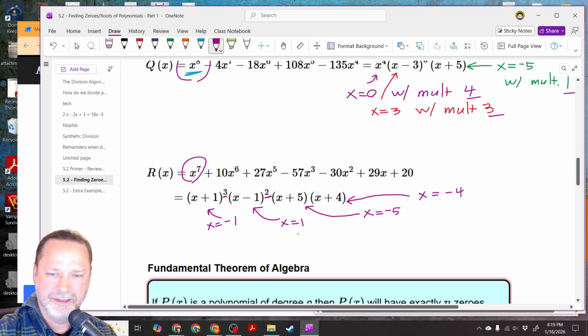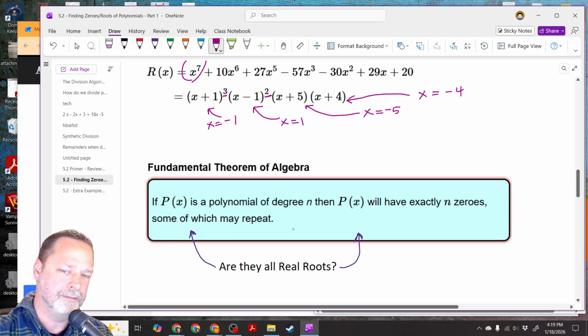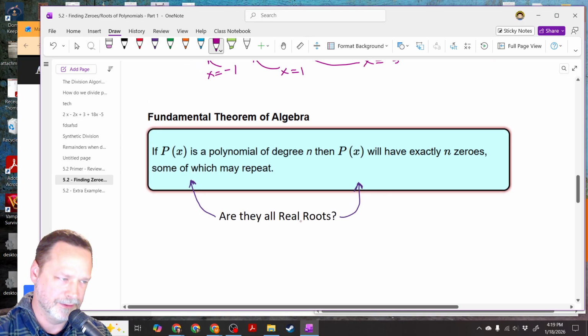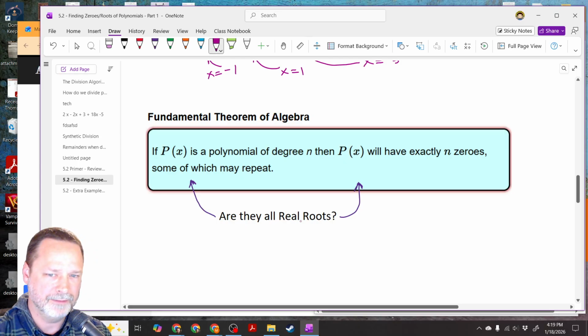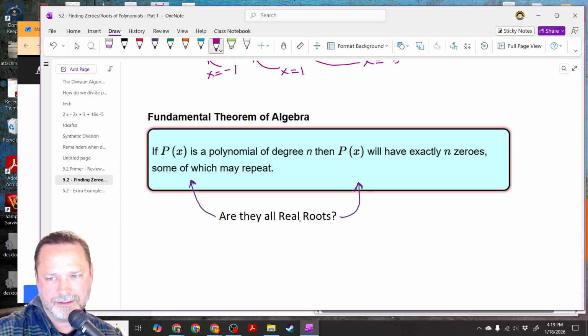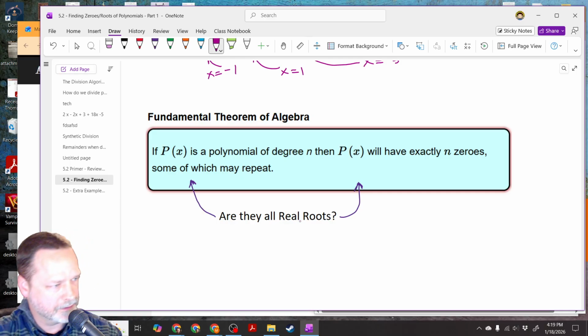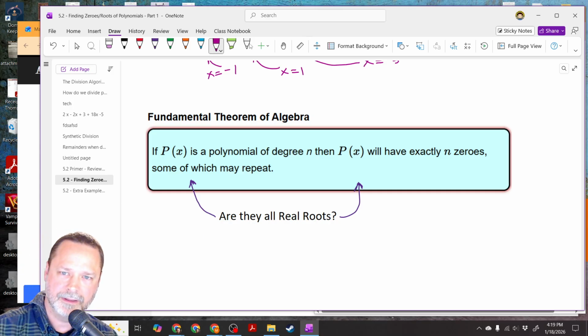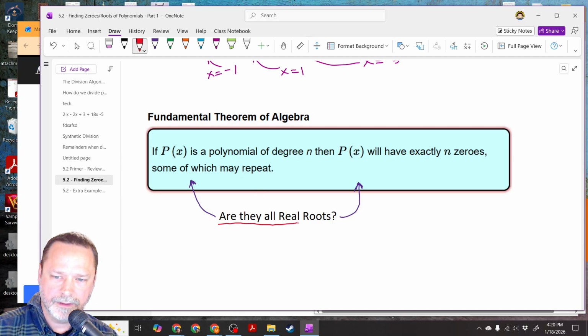All right? And so, without further ado, the fundamental theorem of algebra. If p of x is a polynomial of degree n, then p of x will have exactly n zeros, some of which may repeat, but it'll have exactly that many zeros. Some will repeat. So we've seen that. Now there's one thing, though, we have to consider. Are they all real roots?